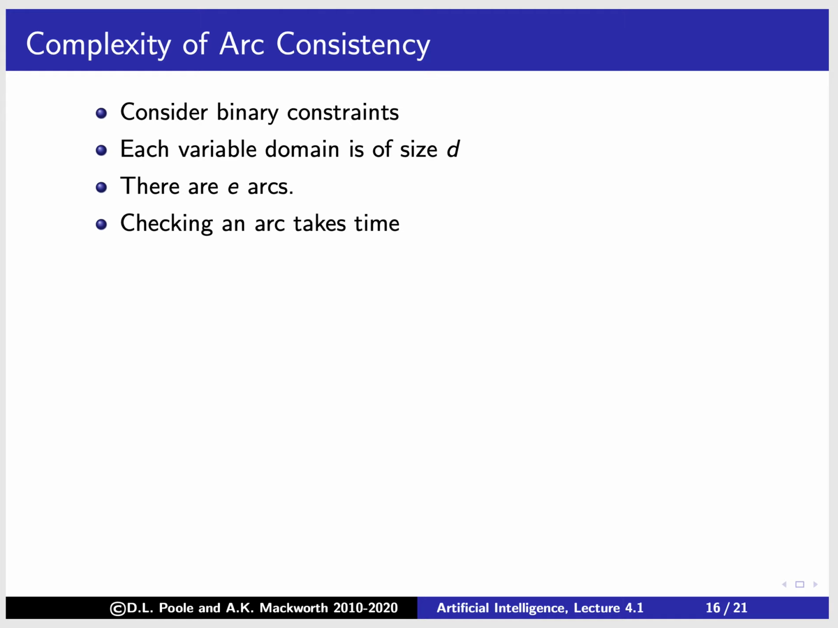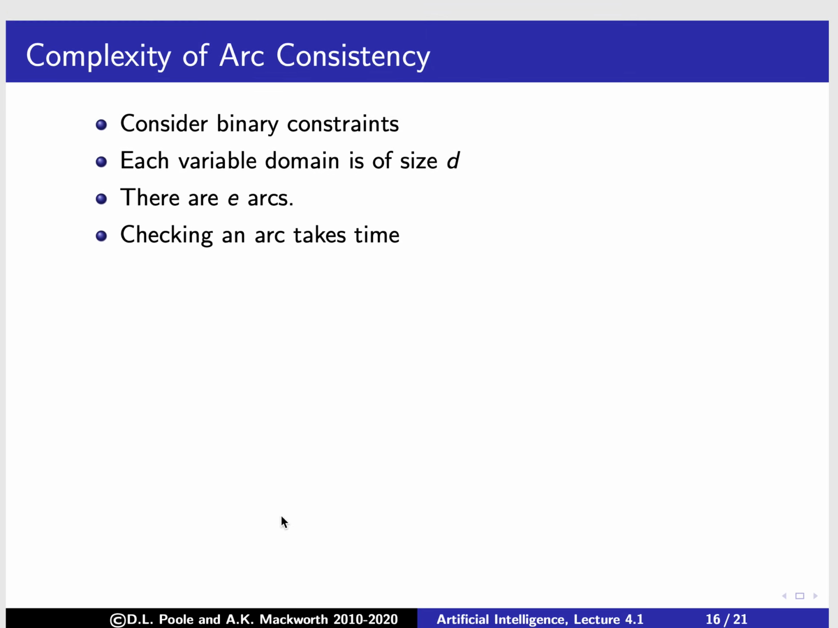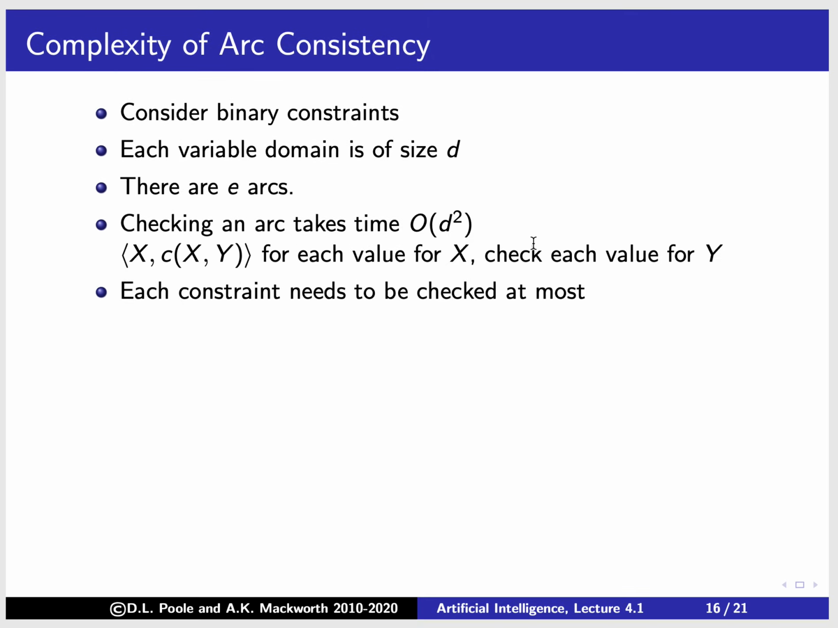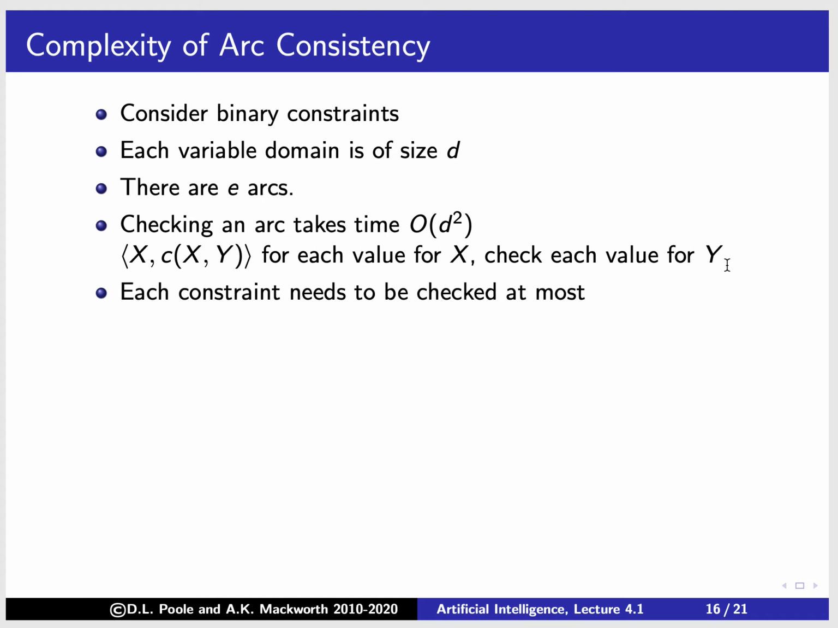If we think of checking an arc, what do we need to do? Well, for each value in the domain of one of the variables, you have to check the domain of the other. So it takes order of D squared. We have X and a constraint between X and Y, and for each value of X, we have to check each value of Y. That's why it's order of D squared.